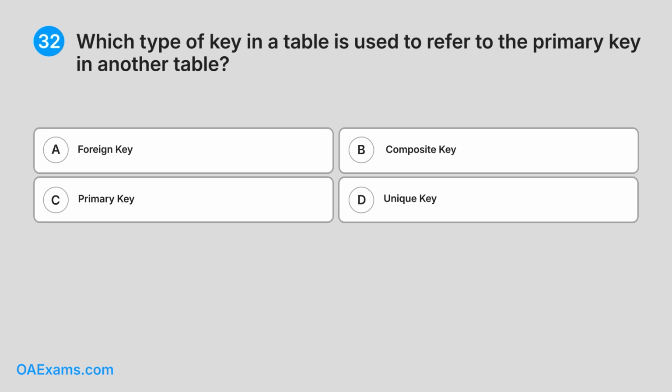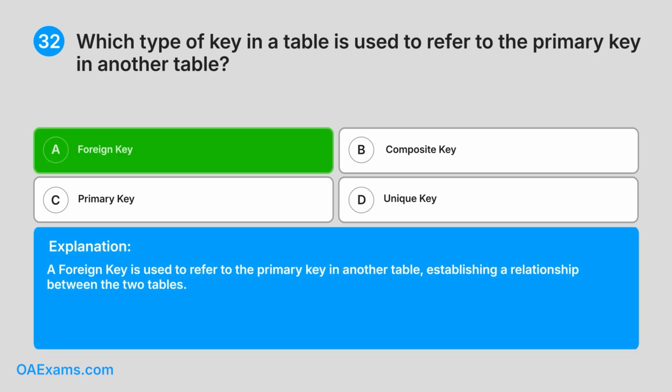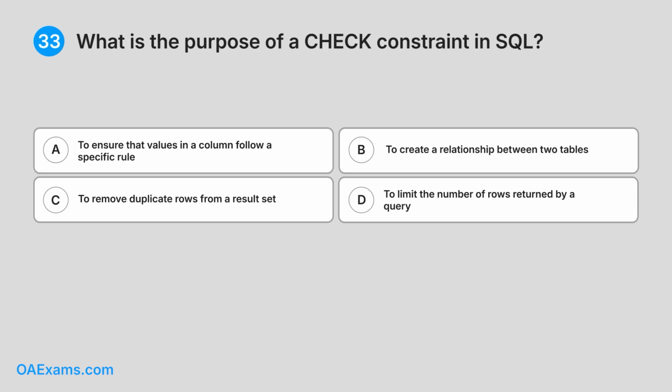Correct answer. A. Foreign key. Explanation. A foreign key is used to refer to the primary key in another table, establishing a relationship between the two tables. 33. What is the purpose of a check constraint in SQL?